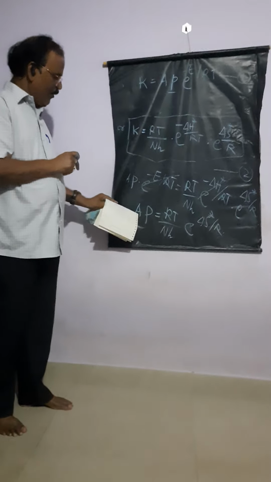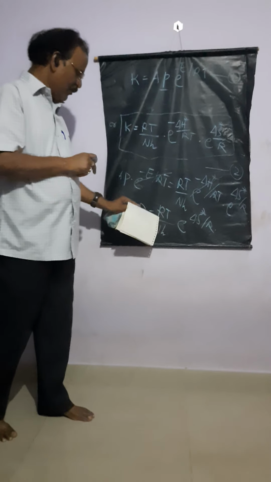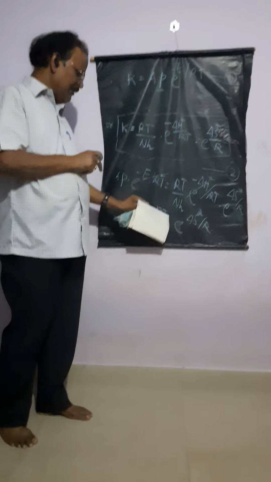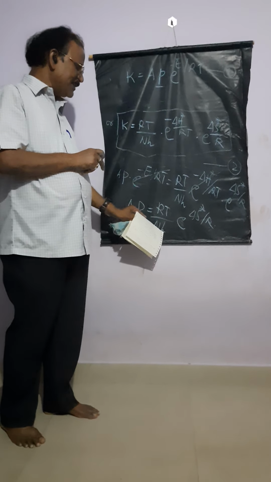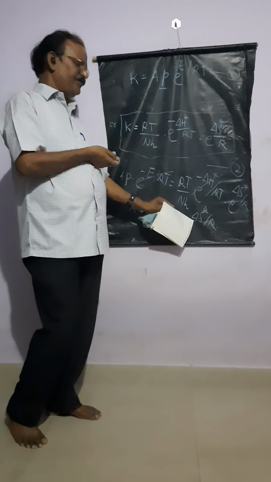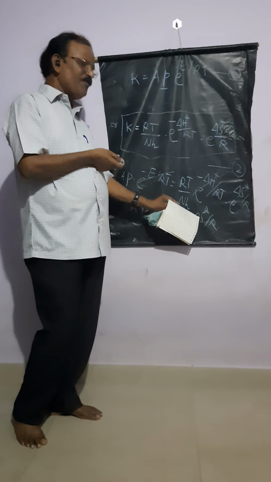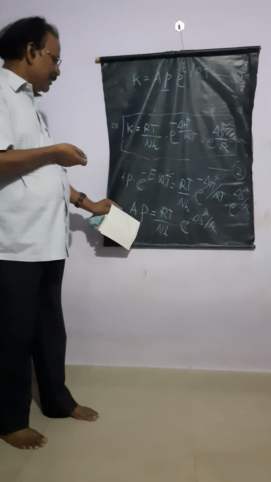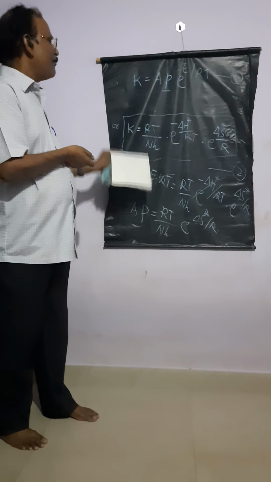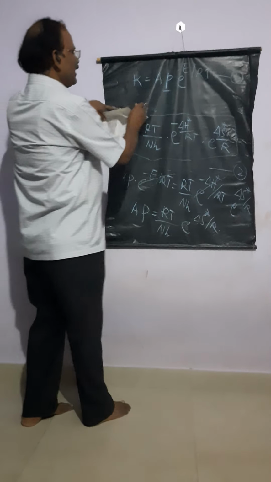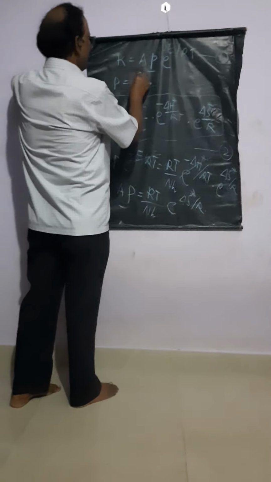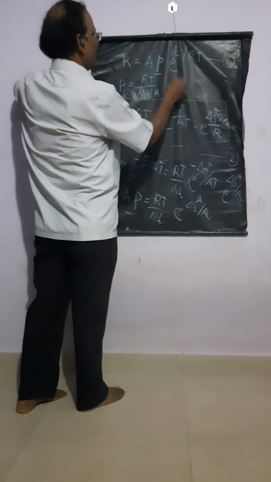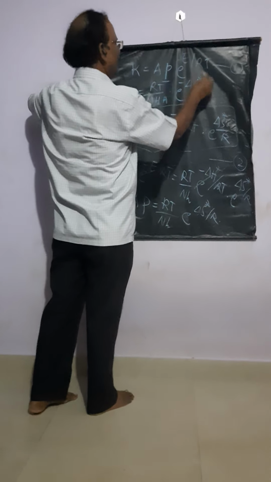So by knowing the Arrhenius factor, the gas constant, the temperature of the reaction, the Avogadro number and the Planck's constant, if you know the change in entropy of the activated complex, we can calculate the value of P, the steric factor, by making use of this equation. That is, the steric factor P is given by P equals RT divided by Nh into the Arrhenius factor into e to the power of minus delta S star divided by R.